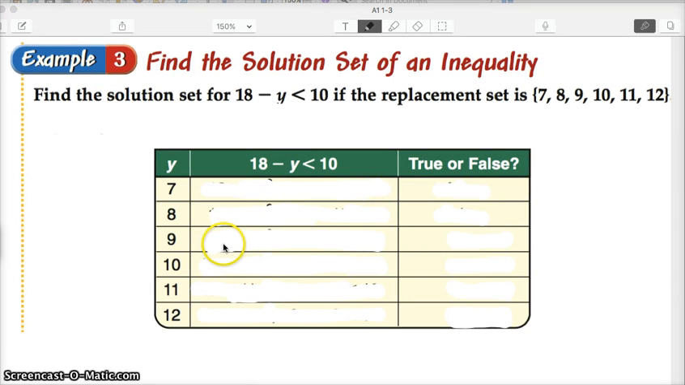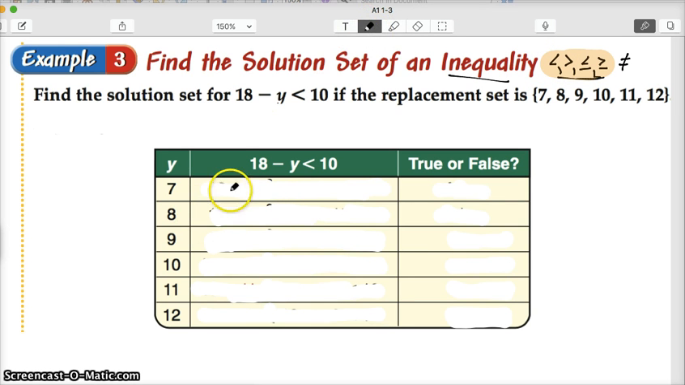Here in example 3, we're actually dealing with an inequality. Remember, an inequality doesn't have an equal sign. We're going to be dealing with less than, greater than, less than or equal to, greater than or equal to, and rarely you'll see this guy over here, not equal to at all. But generally, when we're talking about inequalities, we're talking about these 4 symbols that are being used. I'll highlight the ones that we generally use.